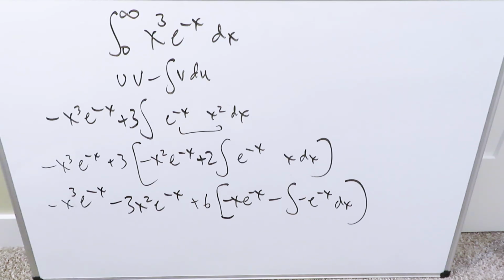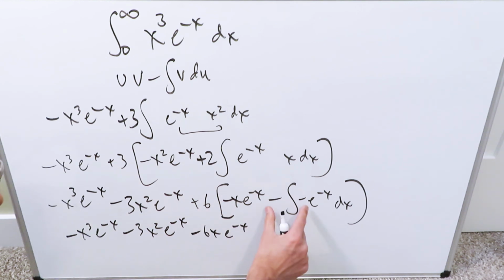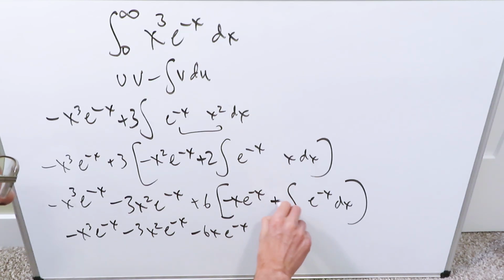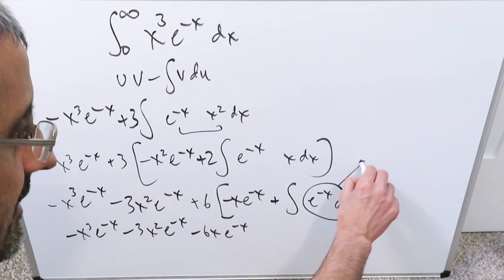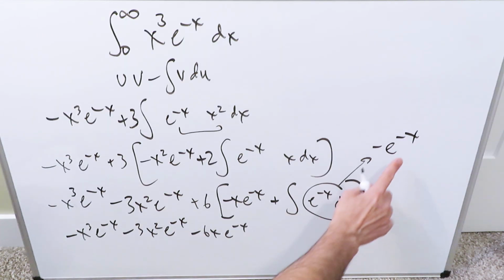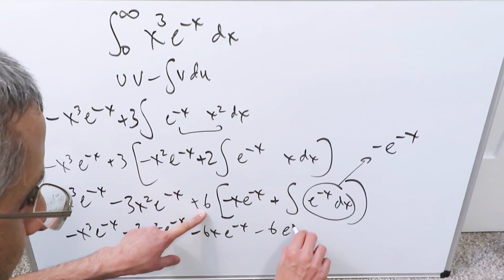What will that item be? Well, I will have over here minus x cubed e to the minus x. Then I have a minus 3x squared e to the minus x. I have a 6 and then a minus. It will become a minus 6x e to the minus x. Here I have a minus and a minus. This will become here a positive. When you look over here at this part, it's just going to generate here minus e to the minus x as your antiderivative, which will impact with the 6 sitting outside. It will become a minus 6 e to the minus x.